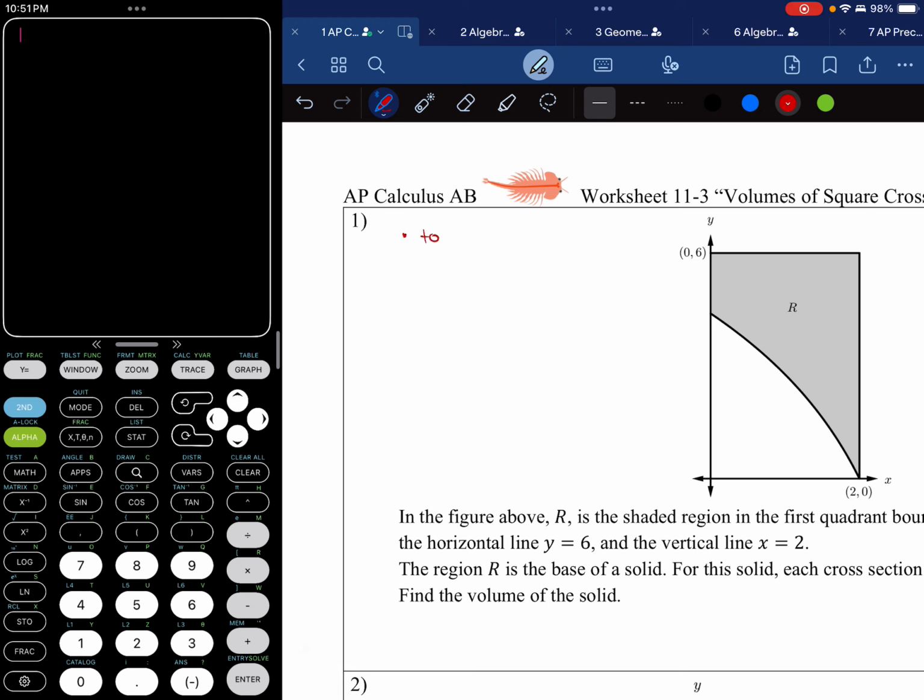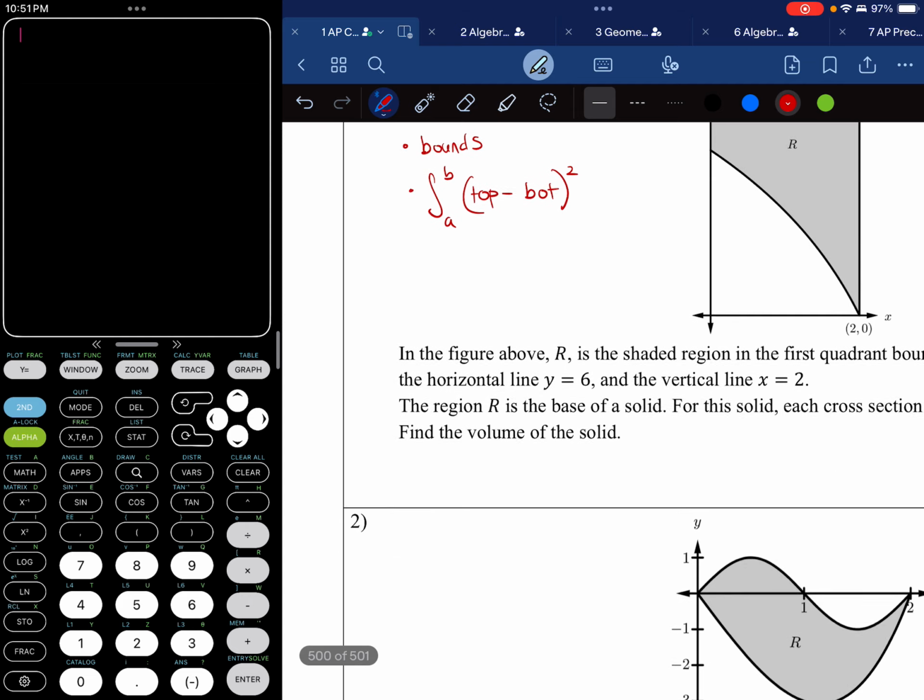First thing we need is to figure out which function is on top. Second thing, we need to figure out which function is on the bottom. Third thing we need to find are the bounds. And then we're going to simply apply the formula, which is the integral from a to b of our top function minus the bottom function, that quantity squared, over and over and over again.